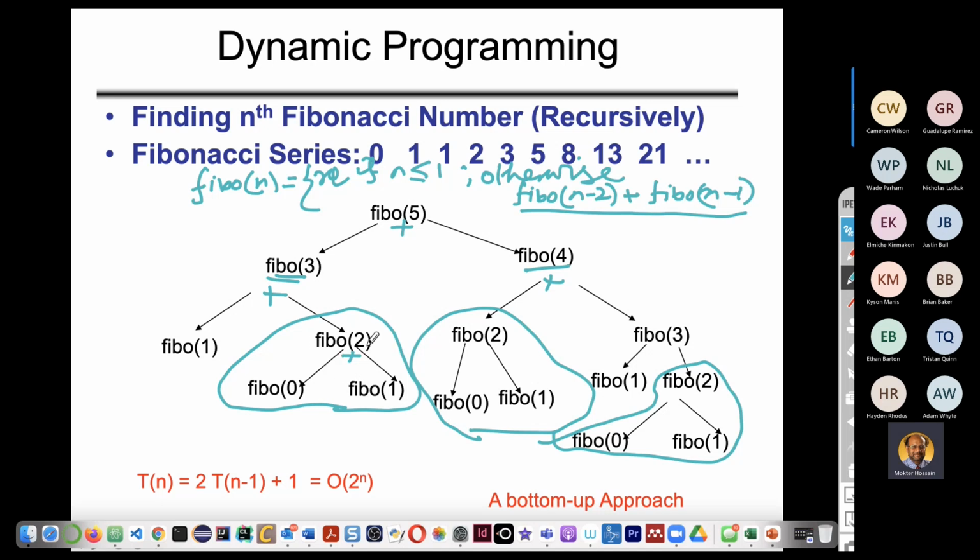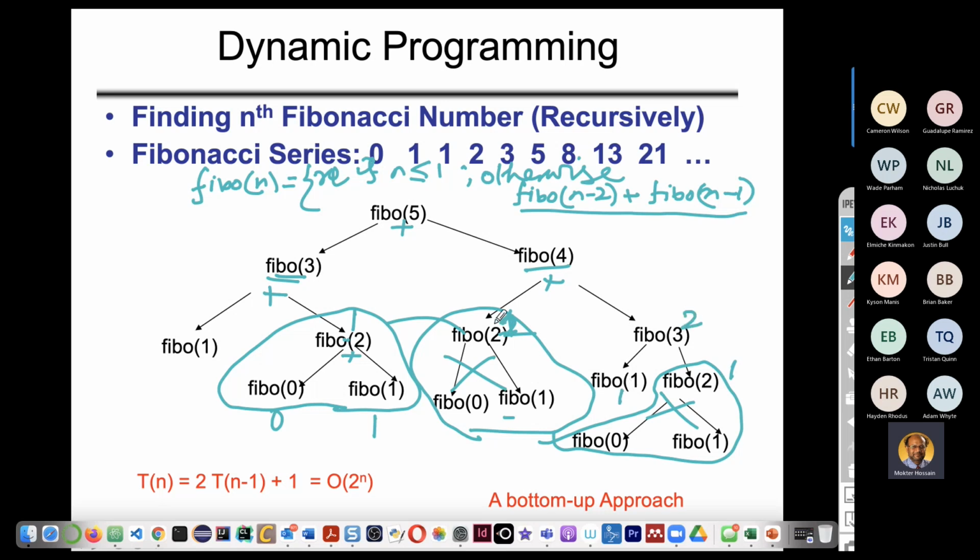Wherever we reach it first, we will use that value over here. We will not do this part. If we know that Fibonacci 0 equals 0 and Fibonacci 1 equals 1, then Fibonacci 2 will be 0 plus 1 equals 1. Instead of calculating this one again, we will just put 1 over here. Fibonacci 2 equals 1.